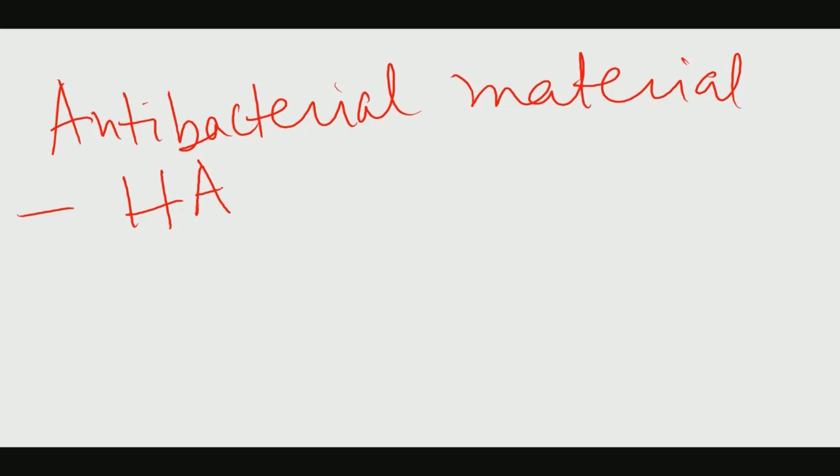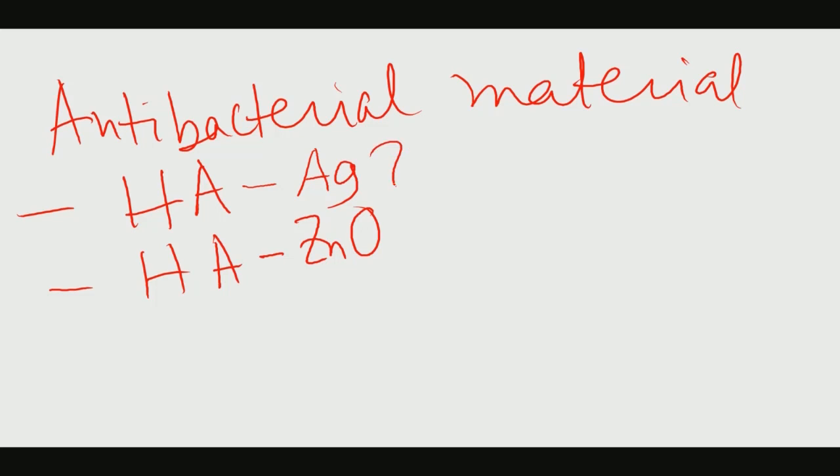So, what people do, people use certain antibacterial phase like silver for example. They add silver to hydroxyapatite to induce that antibacterial property, like the presence of silver will facilitate bactericidal property. Another material that people use is zinc oxide. Researchers develop zinc oxide reinforced hydroxyapatite or zinc oxide added hydroxyapatite. Now, the role of silver and zinc oxide is to induce bactericidal property.